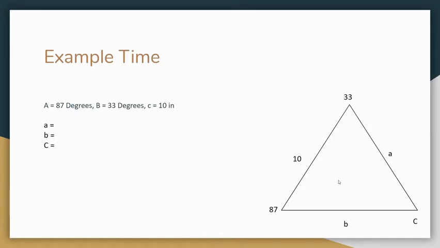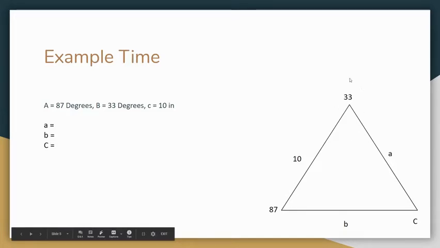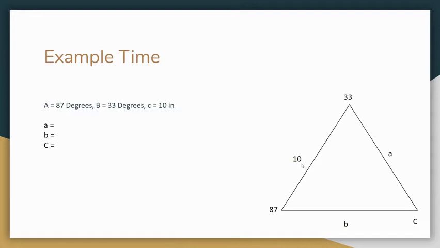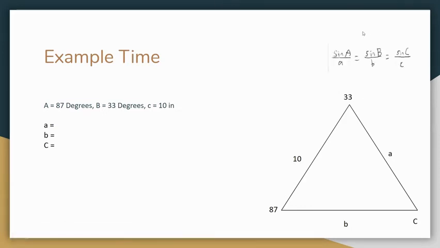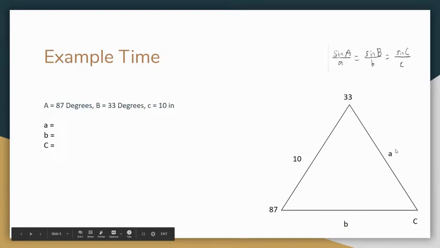So let's have some examples. We have that angle A equals 87 degrees, angle B equals 33 degrees, and side C equals 10 degrees. So this is an angle side angle, meaning that we're going to be using the sine equations. And whenever you have sine, you're going to use this one overarching equation of all. It's just sine A over side A equals sine B over side B equals sine C over side C. And for future reference, a capital letter is an angle, a lowercase letter is a side.